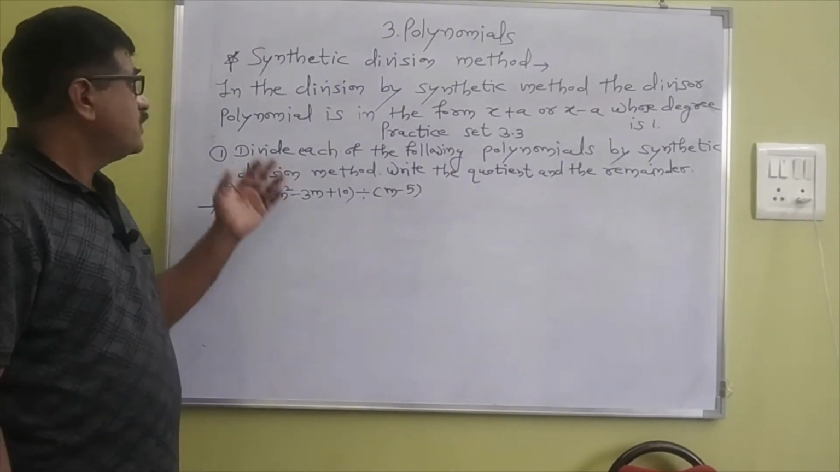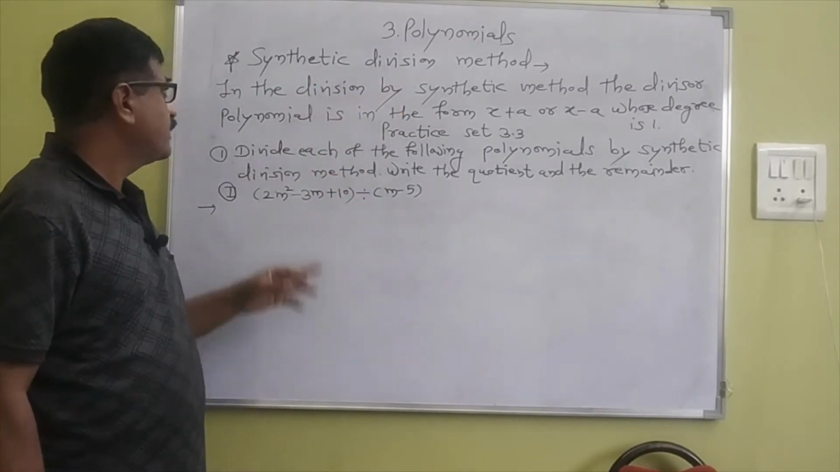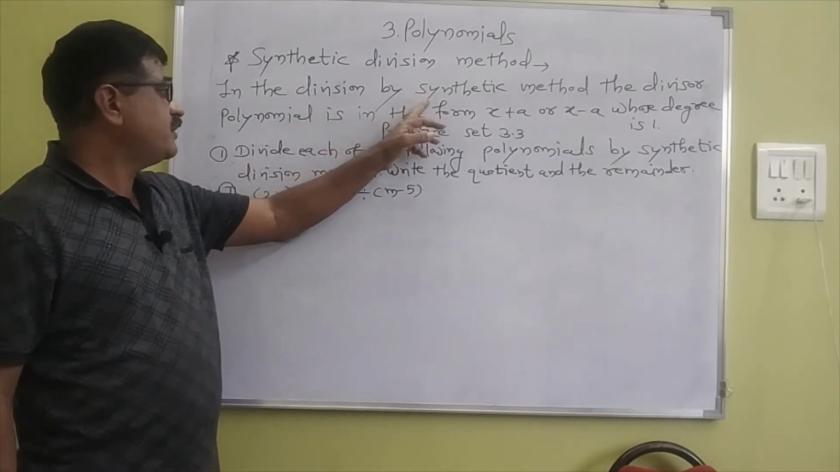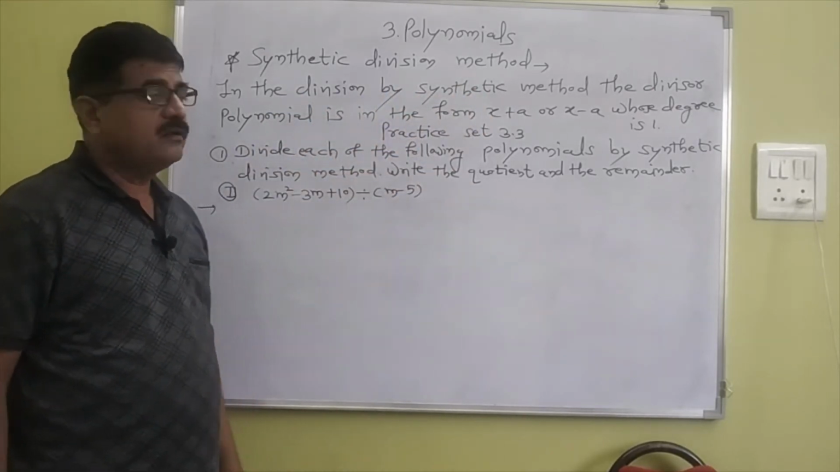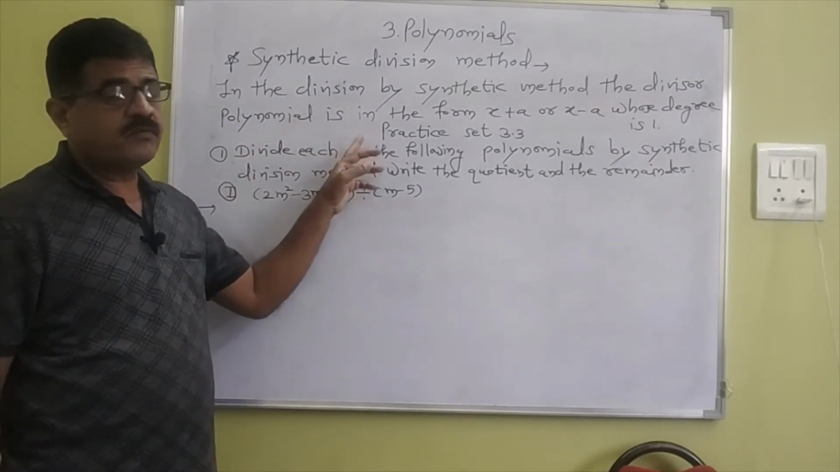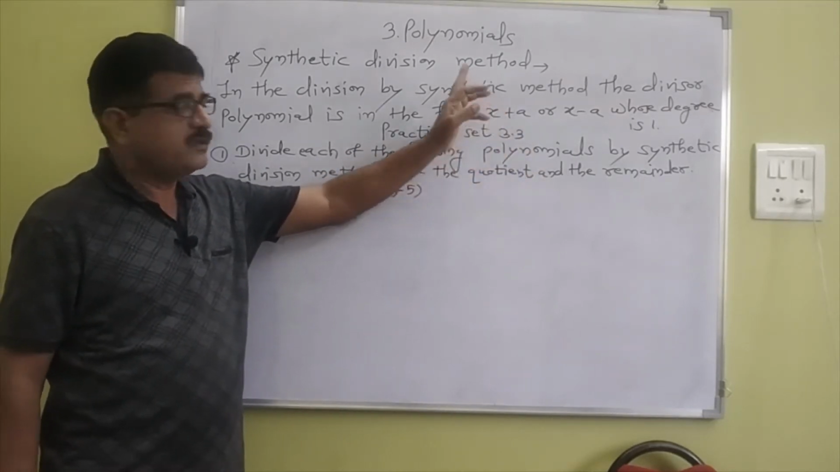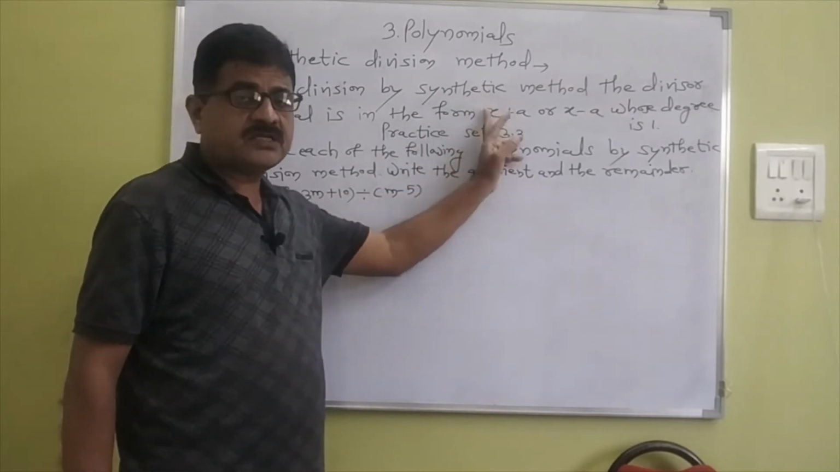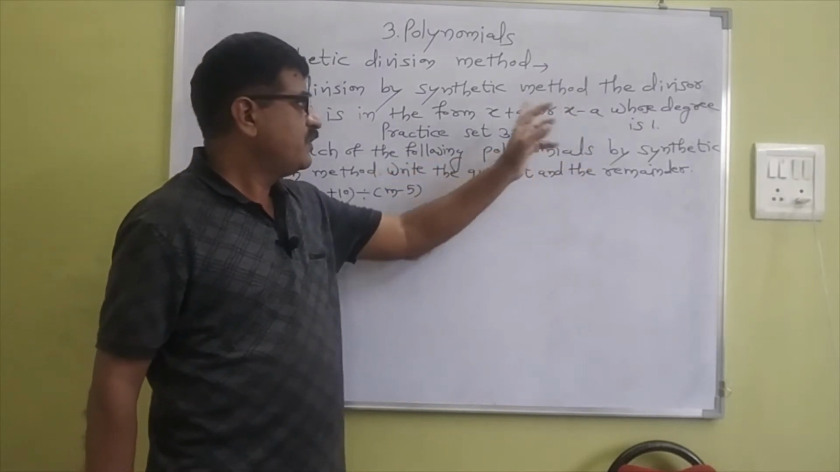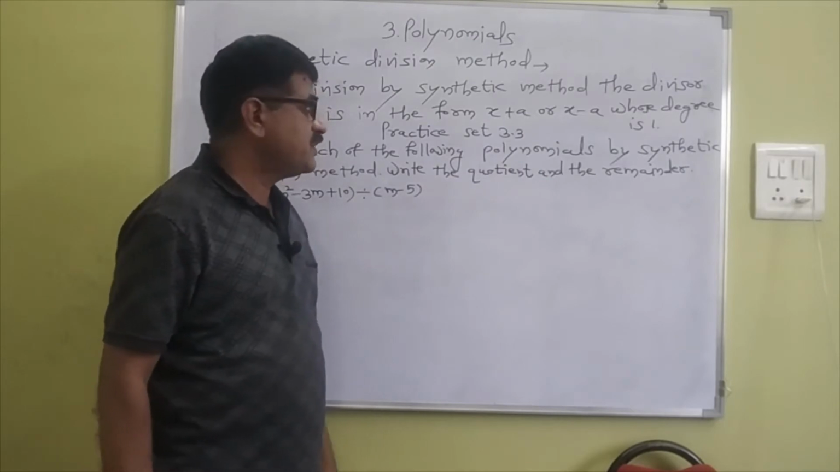Hello students, today we see the next point, synthetic division method. Now in division by the synthetic method, the divisor polynomial is in the form x plus a or x minus a. In this method, the divisor must be of the form x plus a or x minus a, whose degree is 1. This type is called linear form, that is, x plus a, x minus a.